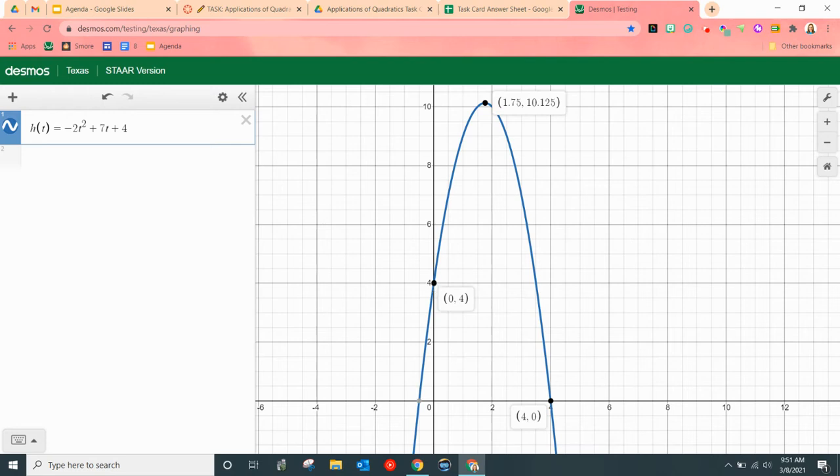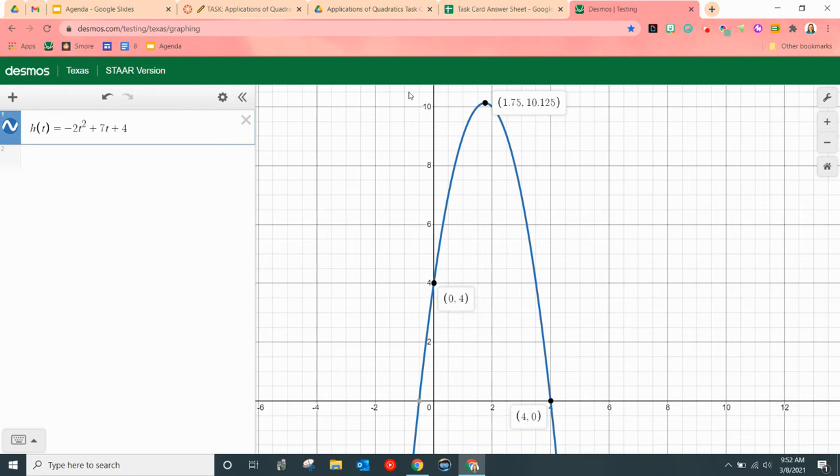Here's my toy at 0 seconds. He was 4 feet off the ground. He threw it up into the air, and then it came down and hit the ground. And I know it's on the ground because what's my height here? 0. My y value is 0 here. So that means the toy is 0 feet off the ground. Yeah, that makes sense. If you're on the ground, how high are you off the ground? You have a height of 0.